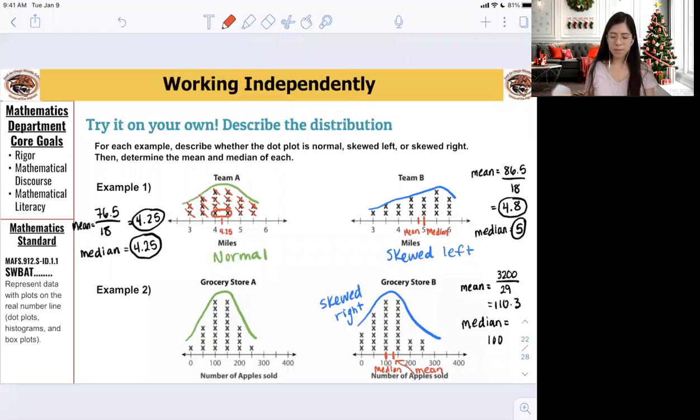So yes, normal versus skewed. That is all for dot plots. Do I have any final questions on dot plots? Okay. Wait, it's not 150, it's 125. Yeah, you're right, because it would be between 100 and 150.